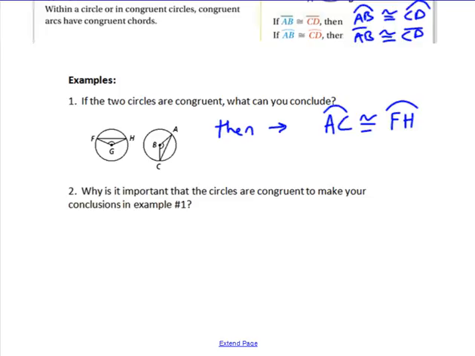And same thing with the chords. Chord AC is congruent to chord FH. Okay, that's just the first two theorems we had there.